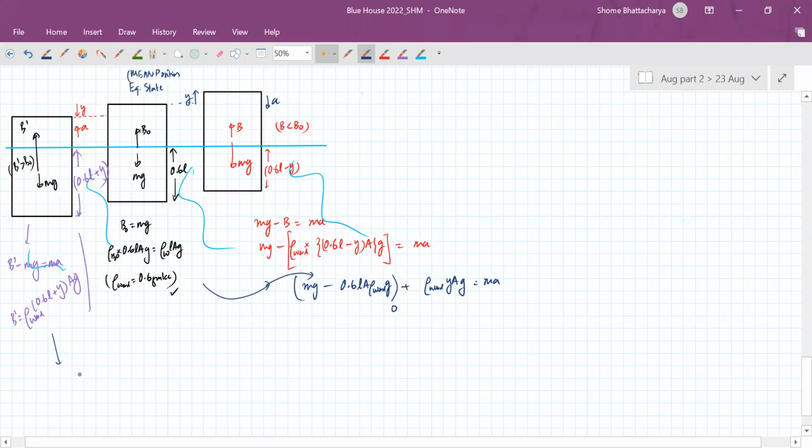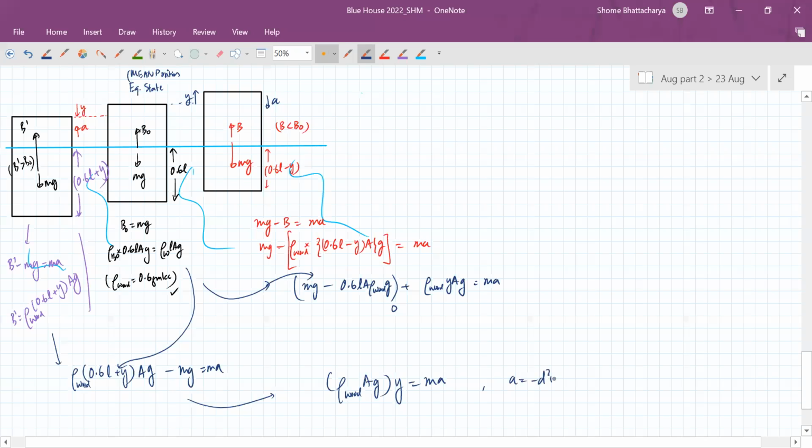So this equation will become like this: (0.6 L plus y) into A into density of wood, minus mg, is equal to ma. Both these equations, when you substitute this information here, will give you the same result: density of wood into A into g into y is equal to ma, and a is in either case d2y by dt square with the minus sign. So you have your SHM equation. Now you have to just be able to express the value of time period and omega square.